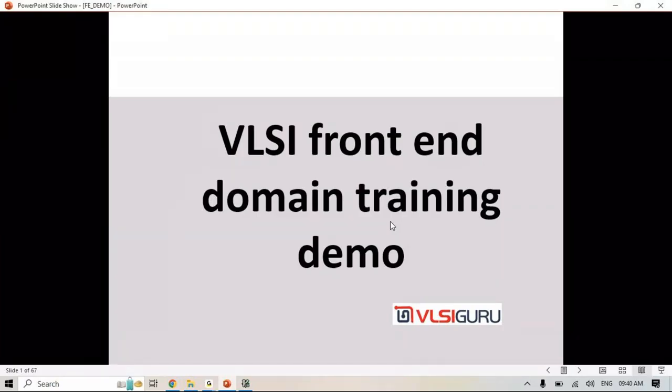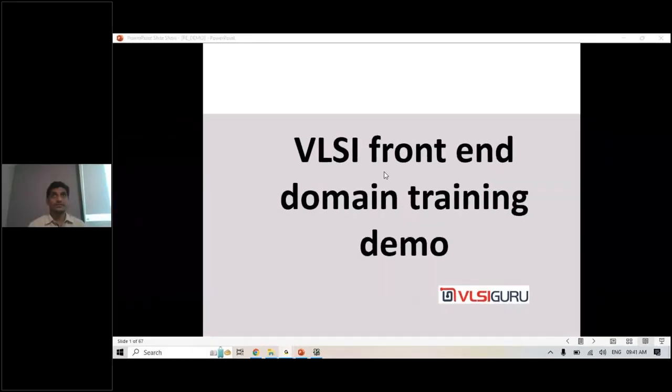In our institute, whatever courses we have, for that we offer two demo sessions. All courses are categorized into two categories. One is the front-end domain courses, the other is the back-end domain courses. So today will be the demo session for front-end domain courses, and tomorrow we'll be having the demo session for back-end domain courses.